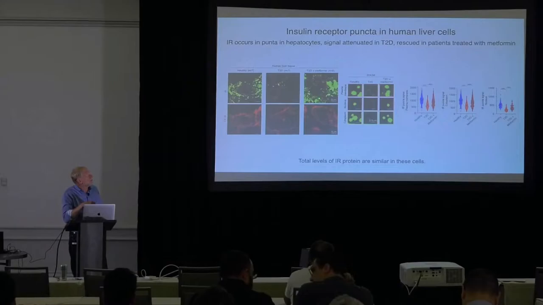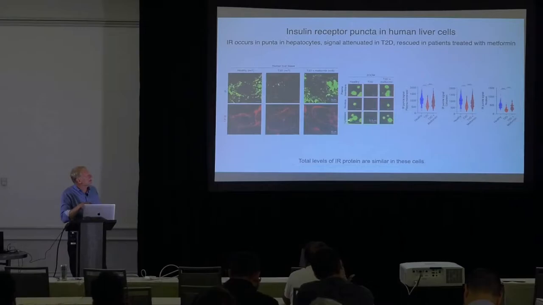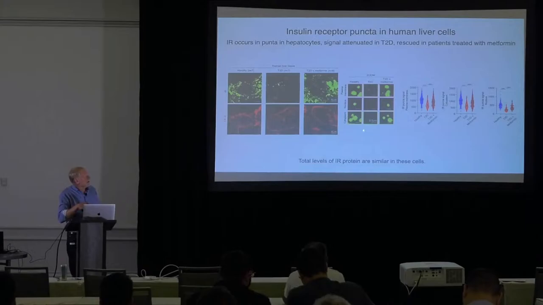And here's a zoom image of these puncta at the plasma membrane, the nucleus, and the cytoplasm, where you can see that at the same level of zoom, the livers from these type 2 diabetes patients have considerably less signal, and that signal is recovered if those patients are on metformin. And this is quantitation across all those individuals.